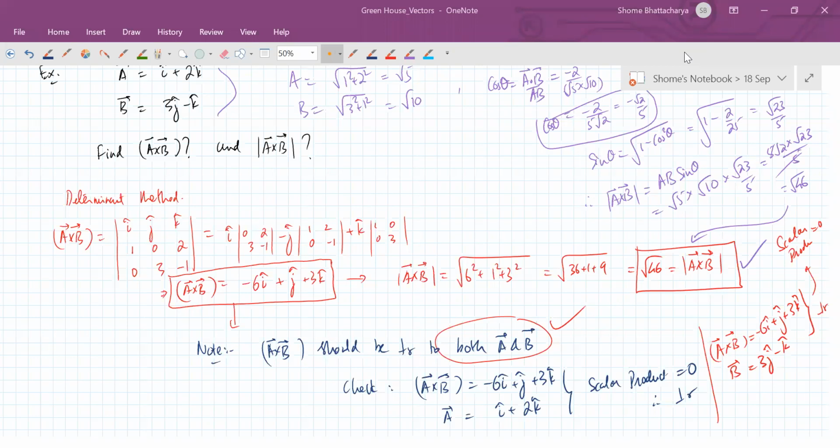It's the direction of this vector, no? Its unit vector is giving you the direction, and the magnitude is root 46.